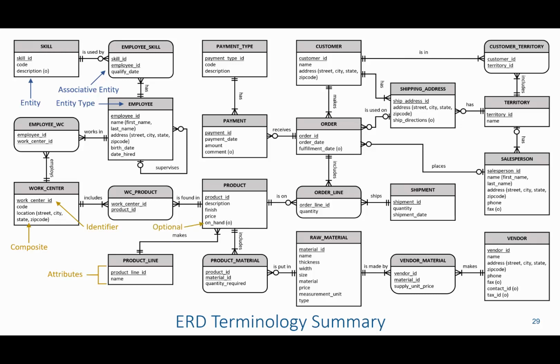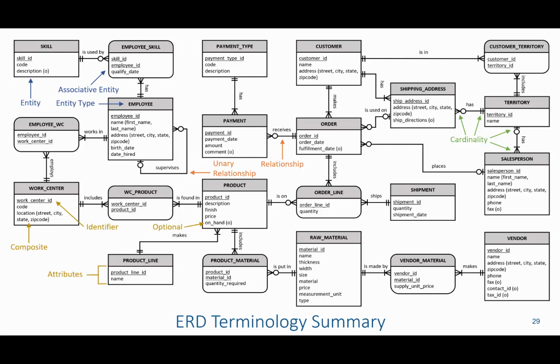We have optional attributes indicated by the O in parentheses. We have relationships, which indicate how many instances of one entity is associated with how many instances of another entity. We have unary relationships, which are entities that have relationships with themselves. And then we have the four different types of cardinality.